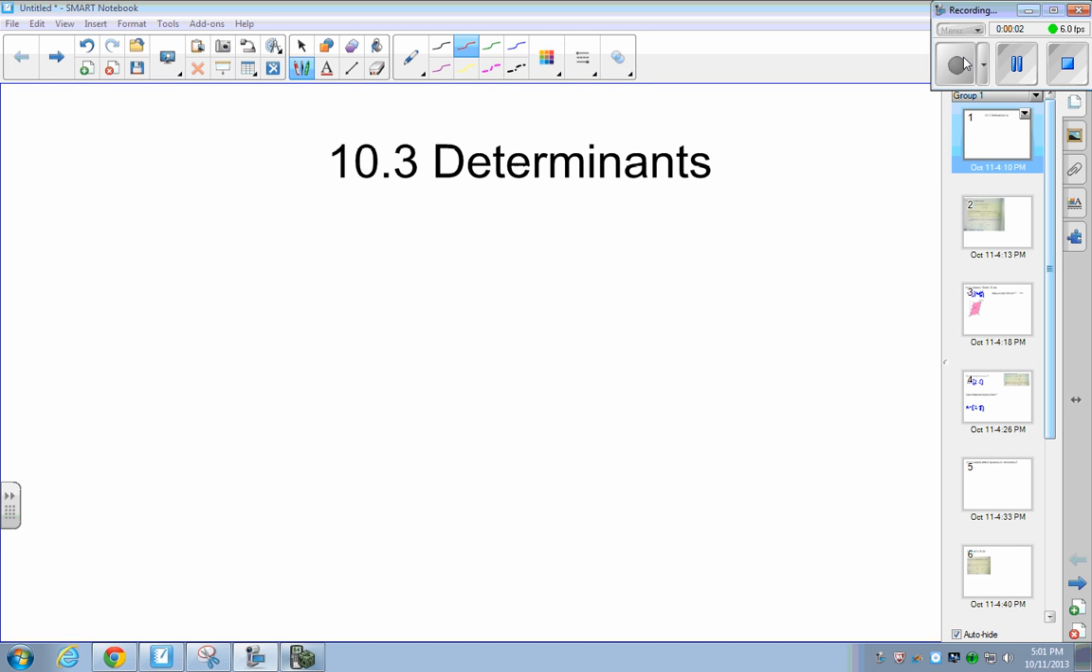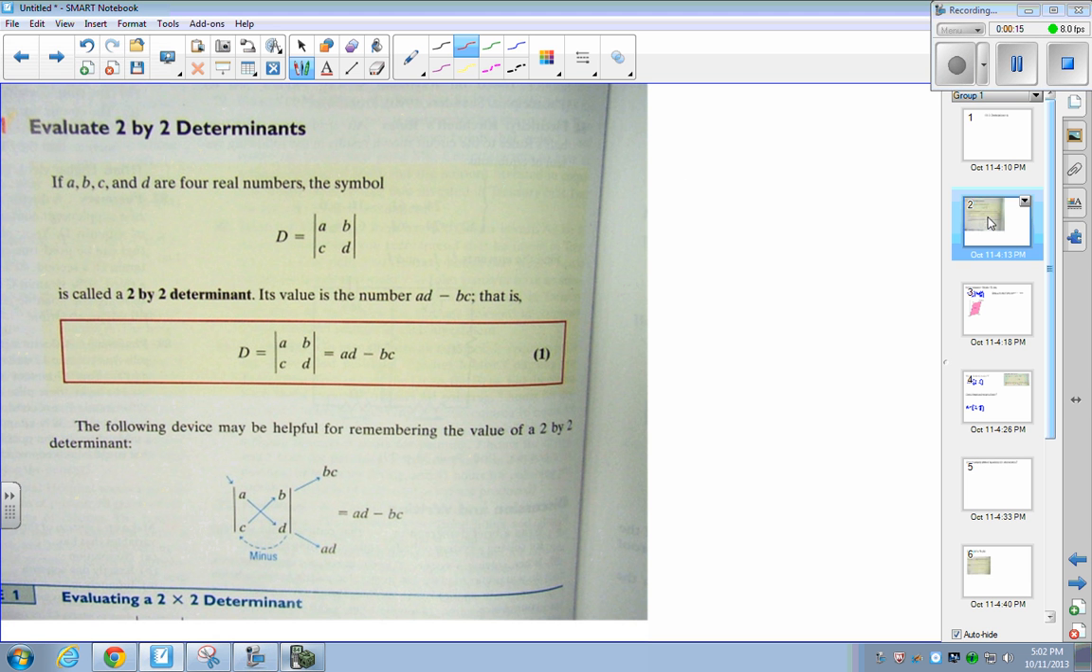Hey college algebra. So in today's video we're going to be talking about determinants. And within this video we're going to be talking about what it looks like algebraically, what they're used for, how do we solve for them, and how we can use them to solve a system of equations. So let's get started. First I want to talk about what it looks like algebraically.